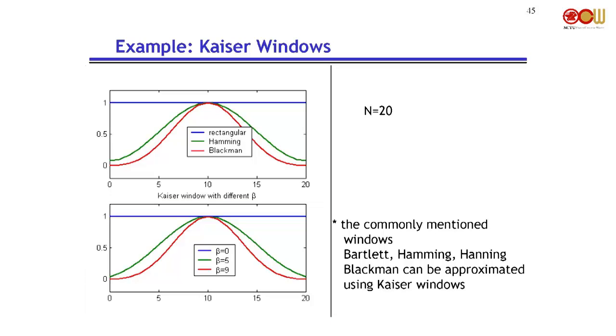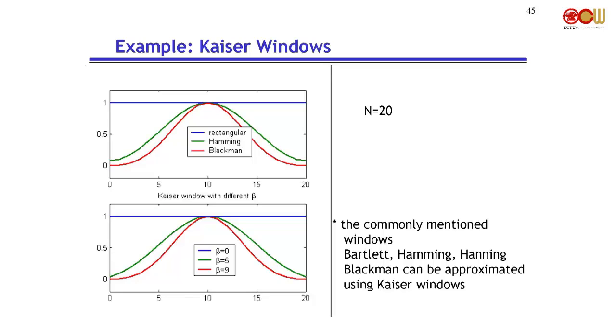So for example, if we choose beta to be 0, then it's the blue line, and that's the rectangular window. If we choose beta equal to 5, then this is the green shape. And when we choose beta equal to 9, this is the red one. Actually, they are quite a family. There are quite some different window functions in addition to the ones that I have just mentioned.